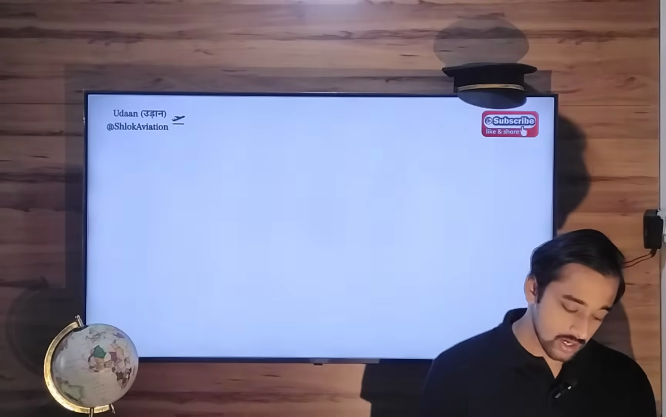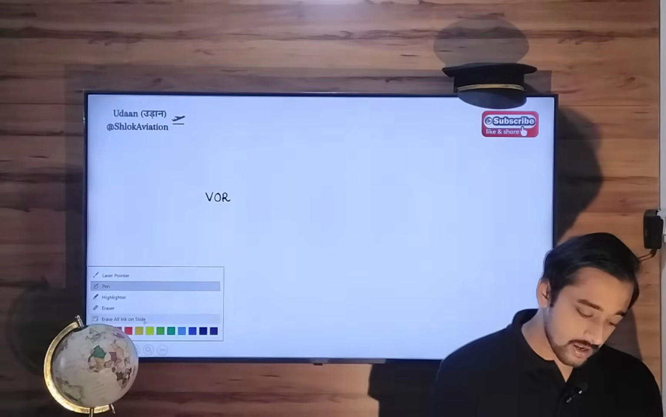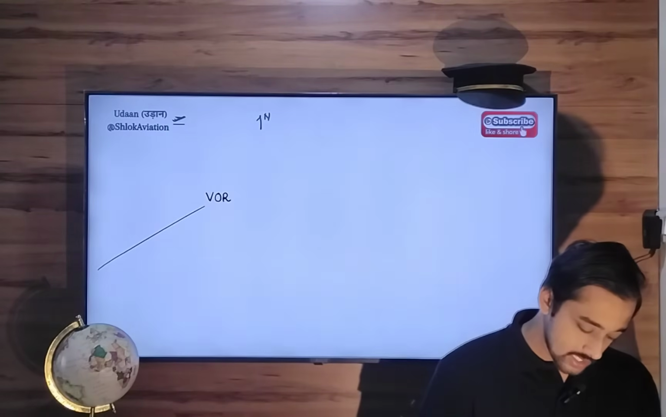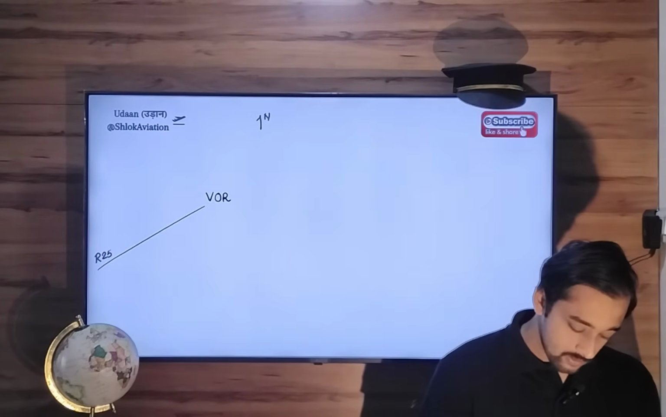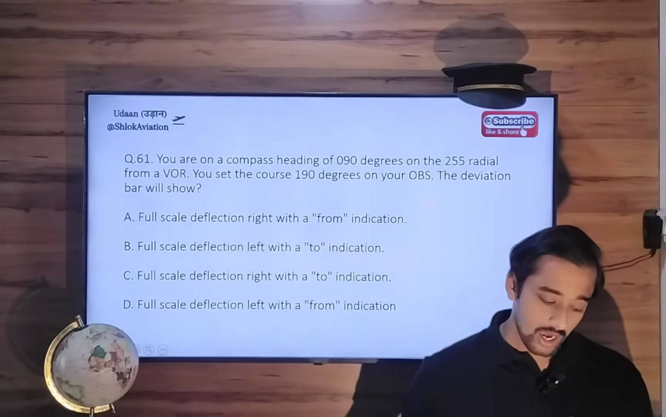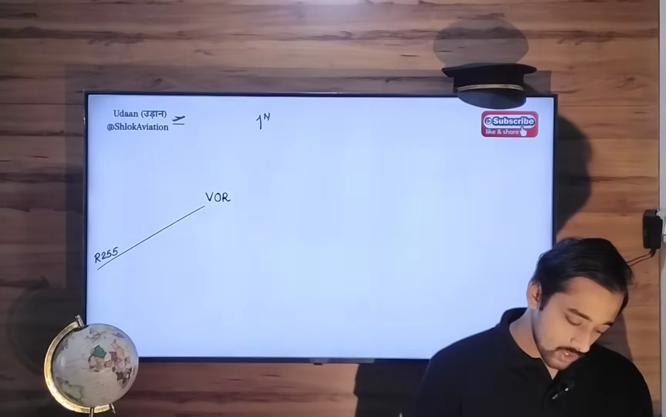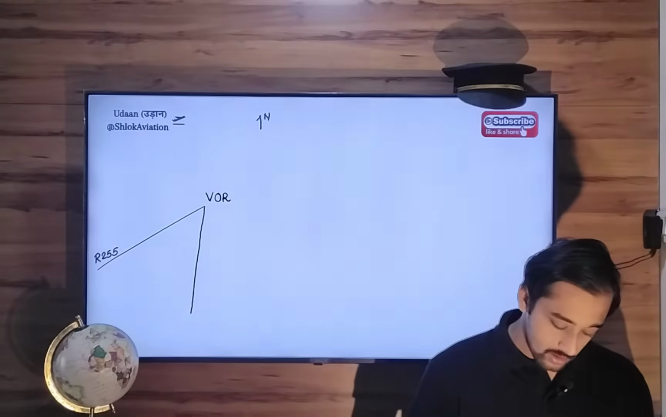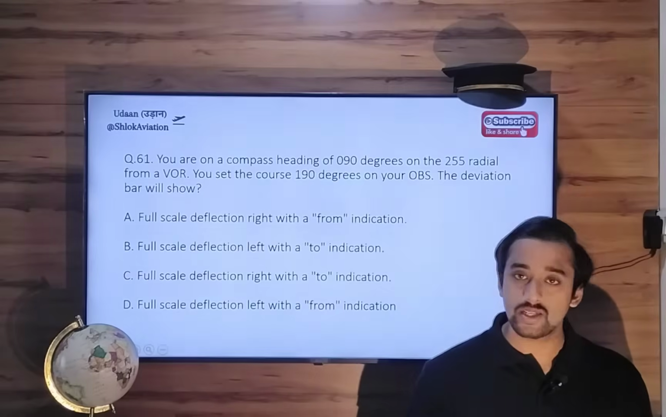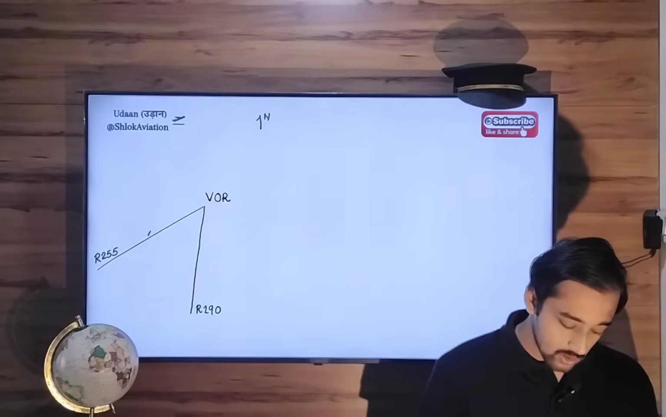So let's draw a VOR. Radial 255. So this is your radial 255. Okay, and you have set a course of 190 degrees on your OBS. So 190 will be somewhere here, radial 190. The compass heading of your aircraft is 090.